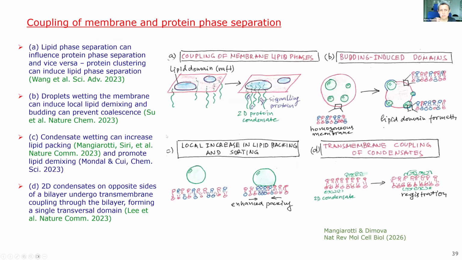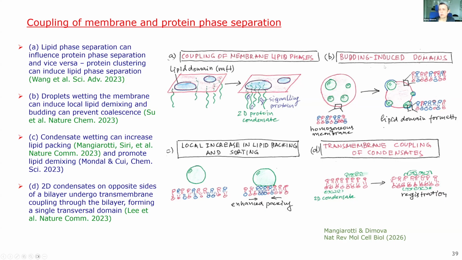Okay, so one slide about coupling of membrane phase separation and protein phase separation. This is a little bit crowded, sorry. But the main message here is that if you have phase separation in the membrane, let's say triggered by temperature or raft or domain formation, if some proteins preferentially partition in this domain, you would practically concentrate them locally, and you might form a 2D protein condensate. So this would be a coupling of membrane phase separation inducing protein phase separation.